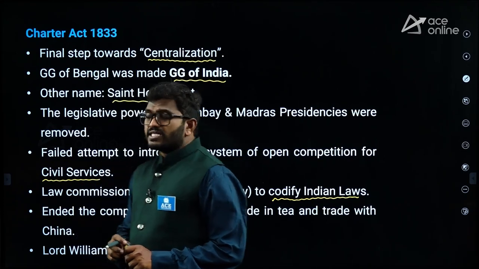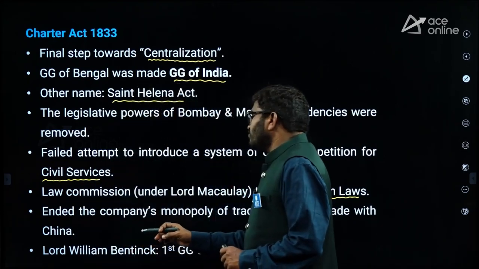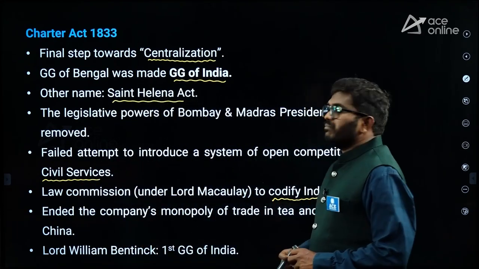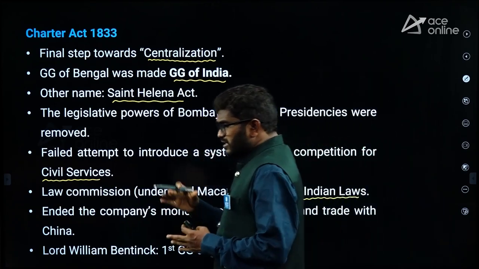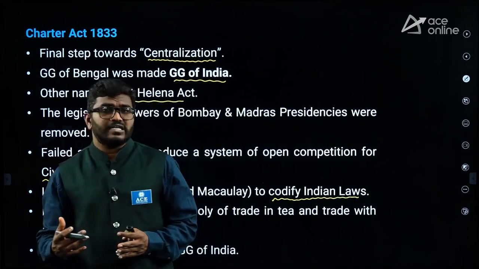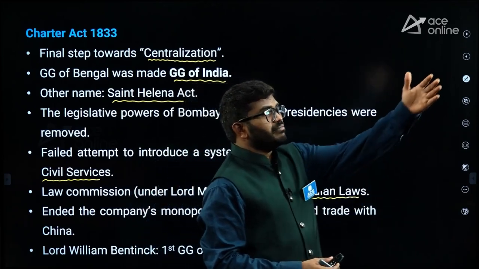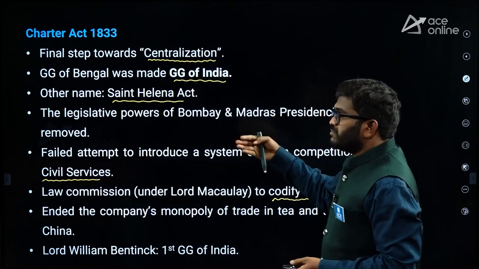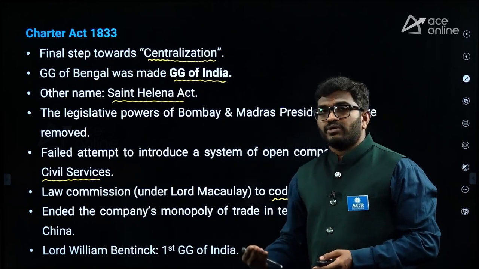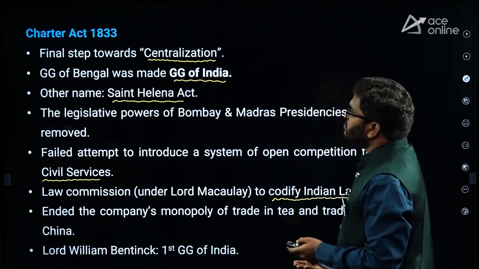The first Governor General of India was Lord William Bentinck. You don't need to remember that, but at least you should remember the points I am discussing here for your exam. They may ask you about the historical background of the Constitution of India. If you remember at least some of these points, then it is easy to write. That's why I am explaining.